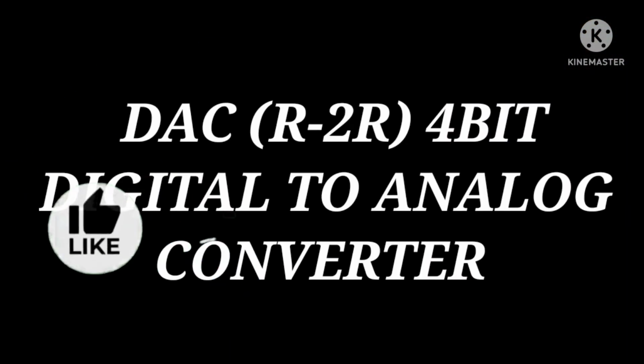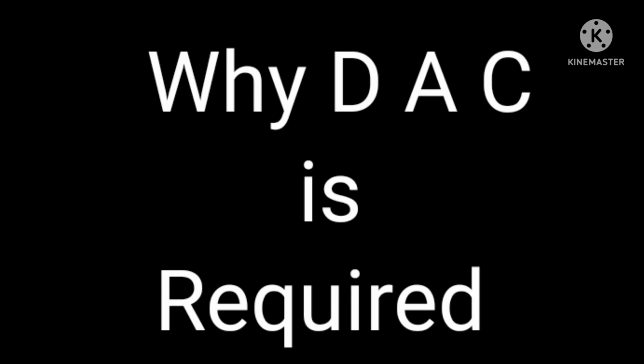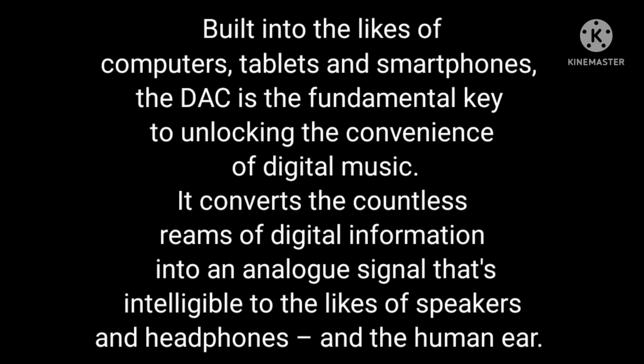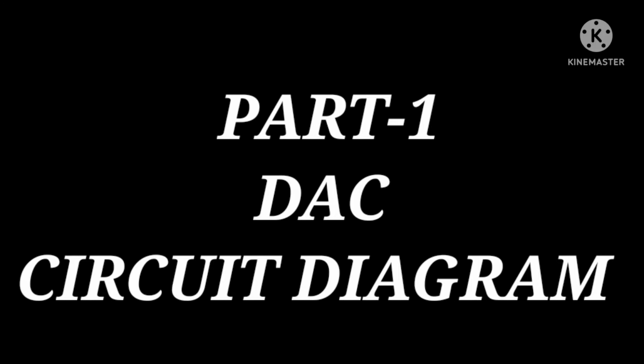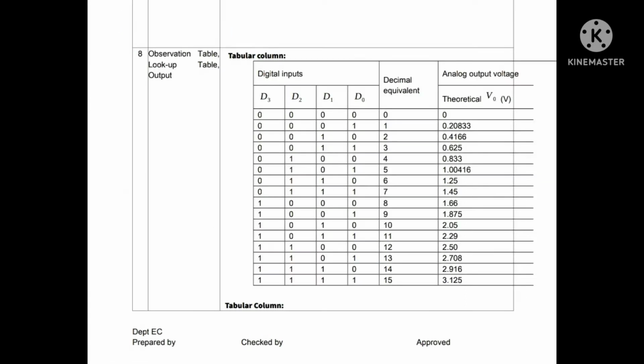So today we are going to discuss the 4-bit DAC, digital to analog, and the analog equivalent values. Let us see the applications, so go through this slide, and before that we have to see why a DAC is required. It is also explained in this slide, and it also includes the applications. Let us start with the DAC circuit diagram. This is the circuit diagram of the DAC with 4 data inputs, and the theoretical equivalent values are also tabulated.